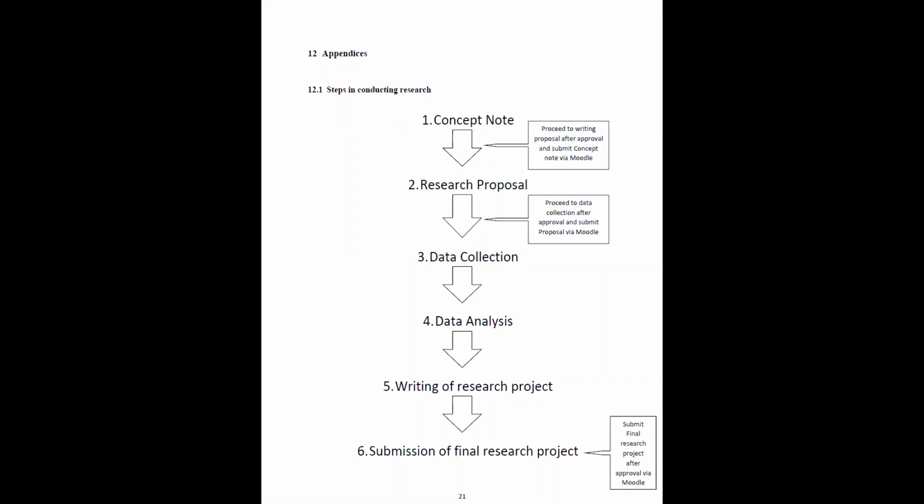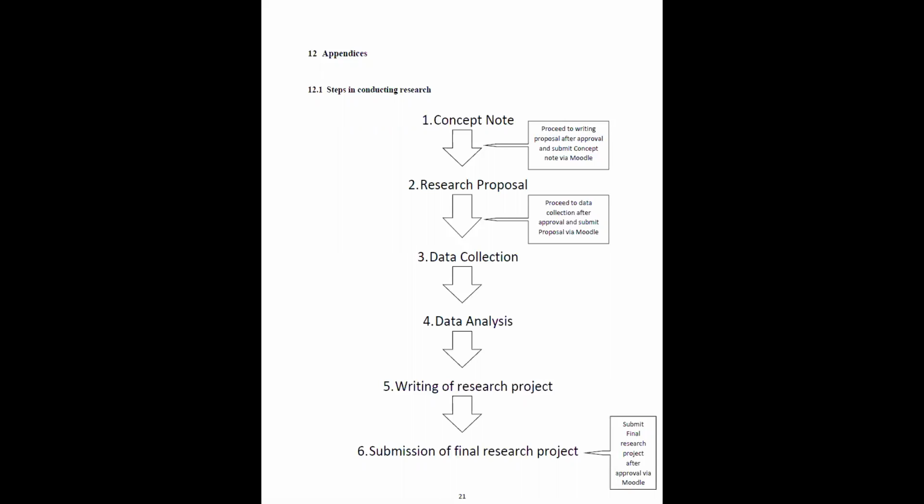So these are the steps which we expect you to follow when you are now conducting your research. If you go to your module and you go on page 21 of your module, you will see these steps illustrated. So the first one is the appendix. They are part of the appendices of your module. So the first appendix is appendix 1. So in appendix 1, there are the steps in conducting research. These are the steps which we expect you to follow.